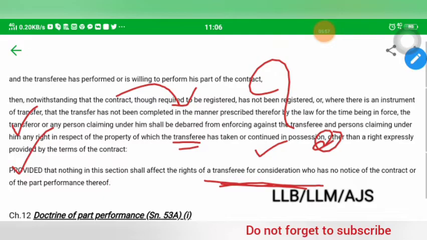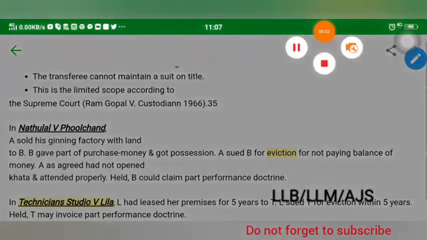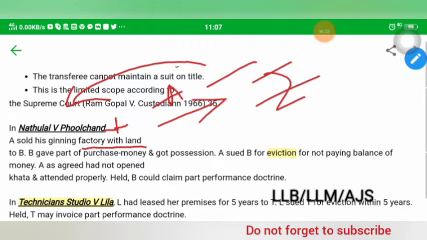So I'm going to explain it with an illustration. This illustration was held in the case Nathulal versus Phulchand. Mr. A sold his ginning factory with land, factory plus land, to Mr. B. B gave part of the purchase money. B didn't pay the whole of the money, but at least part of it, for example 50% of the money, and got the possession also.